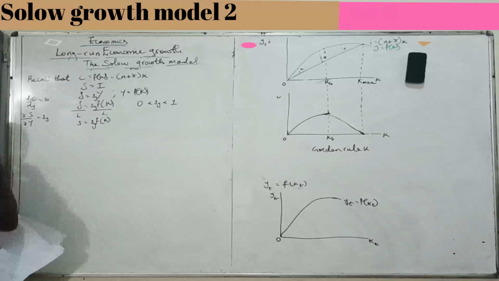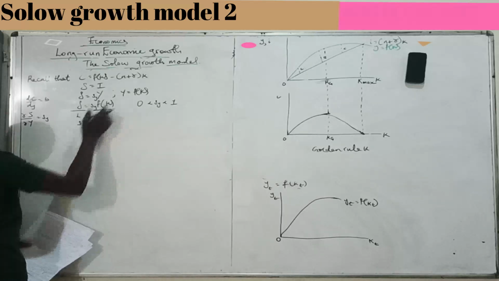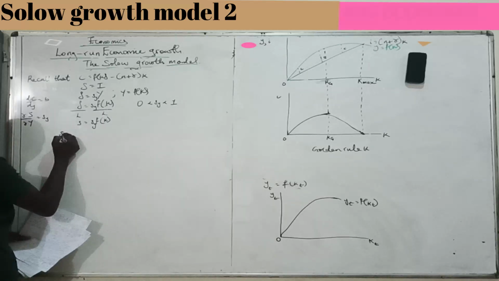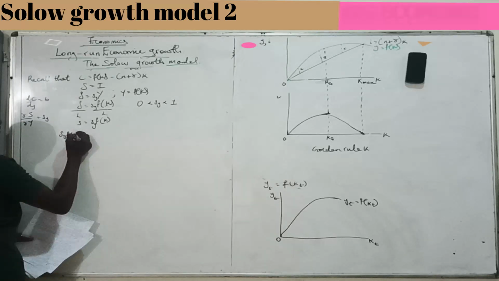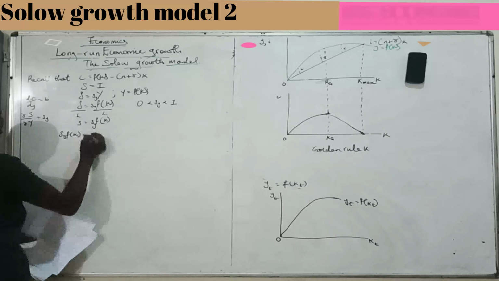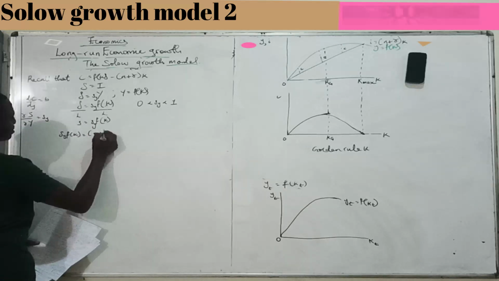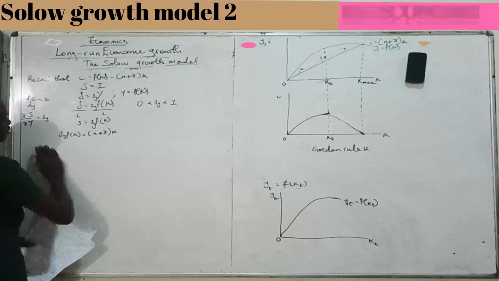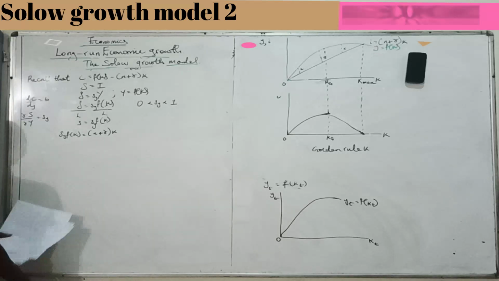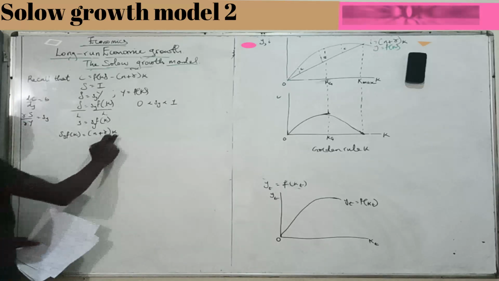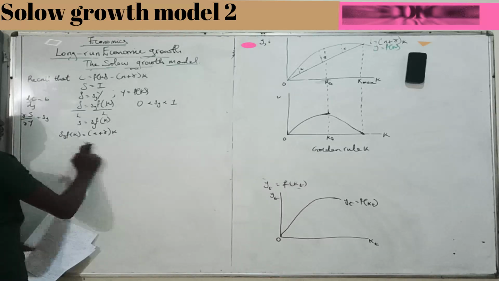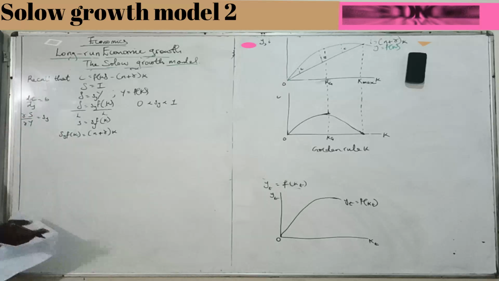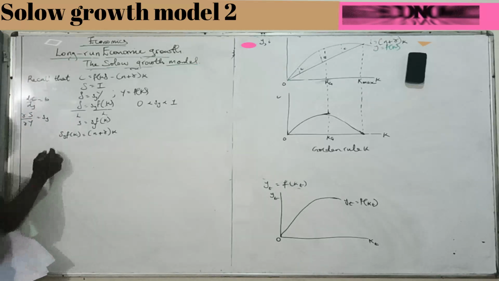Now since we've expressed this in this form, at equilibrium we'll have sy, small s please, as a function of K, equal to investment, (n plus d)K. When we equate the two, what we are going to get is capital per labor, the steady state capital per labor. We are going to solve an exercise, and then you get assignment 2.